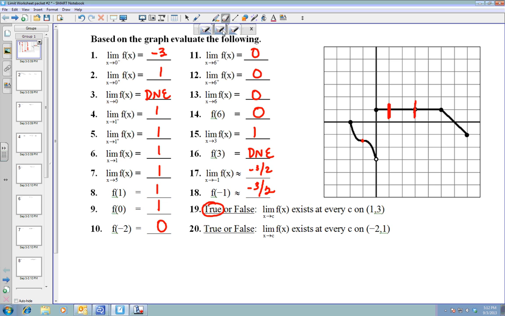Okay, so now they've just changed the interval on us. Now they want us to look at -2 to 1. Does the limit exist for this open interval? So I'm not looking at endpoints. So I'm going to start at -2 and I'm going to go to 1. Does the limit exist everywhere between these 2 points? Well, it exists everywhere here, but right here at 0, it does not exist. And we know that from number 3. Okay, so true or false? Does it exist from -2 to 1? And that would be false.